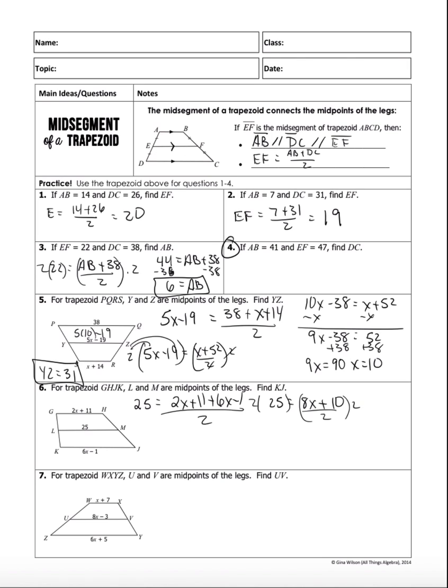So this is 50 equals 8x plus 10, subtract 10. 40 equals 8x. X equals 5. So now if I want to find KJ, I'm doing 6 times 5 minus 1. That's 29. That's your final answer. Okay, go ahead and use those examples to do number 7 on your own.